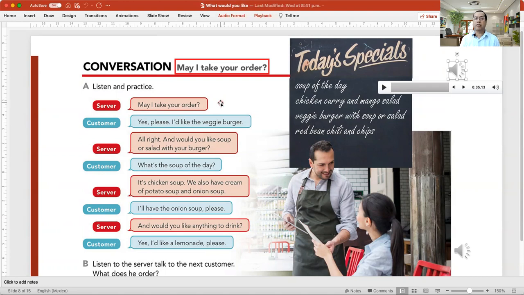All right, and would you like soup or salad with your burger? It's chicken soup. We also have cream of potato soup and onion soup. And would you like anything to drink?